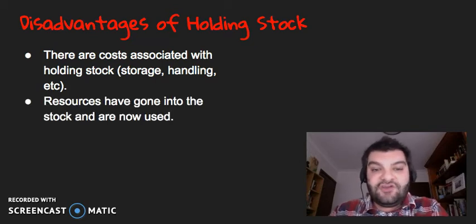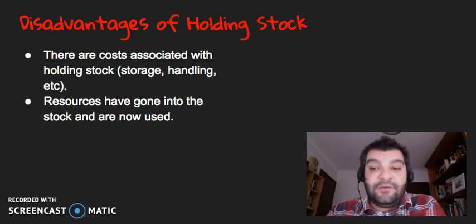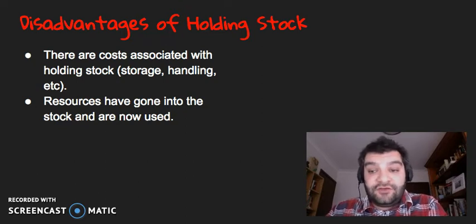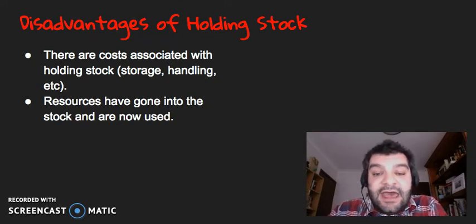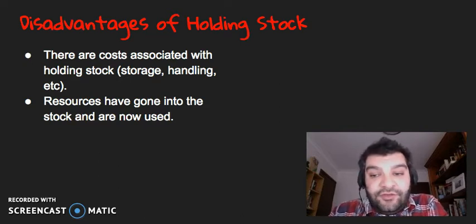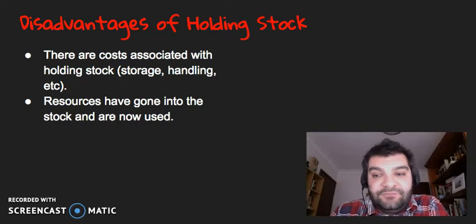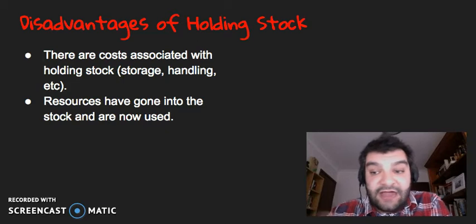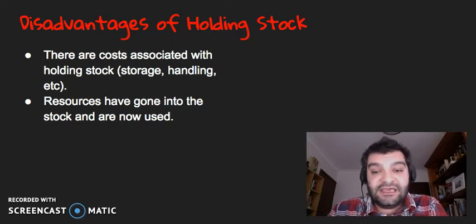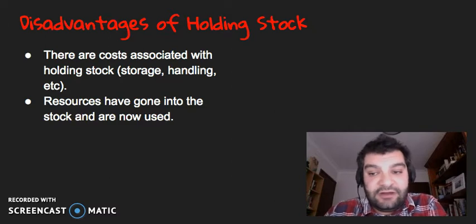The resources have gone into the stock and are now used. What that means is you could have a warehouse, let's say, full of computers, and they could be sitting there for 6 months. All the plastic, all the metal, all the human resource hours that have gone into making them are now gone. You can't use them again. So you now need to sit with those computers for 6 months in that storage facility, and you can't really use the materials that have been used for it again.